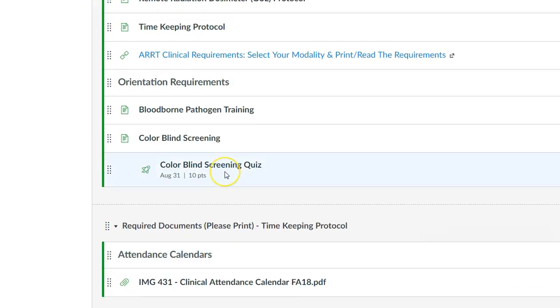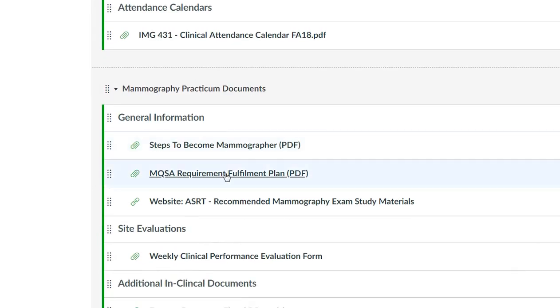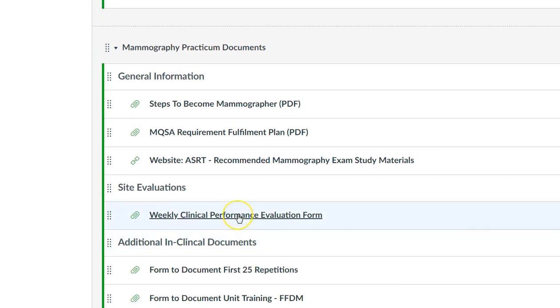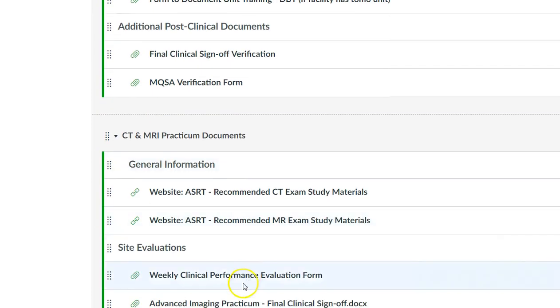Beyond those ideas here, we do have a couple other things that are pertinent to your grade. If you're going through a mammography clinical, you're going to want to click onto this weekly clinical performance evaluation form. That is something that you'll need to submit to the course each week, and something that will be completed by a technologist, a registered technologist at that facility. Additionally, that same form is here for CT and MRI. Their forms are a little bit different from the mammography form, but just make sure you download the appropriate form, and you'll also submit that weekly.